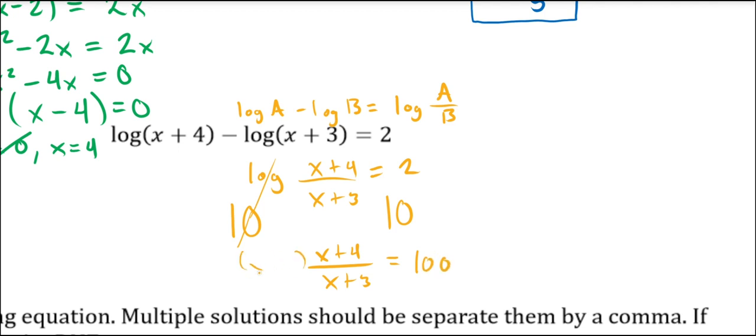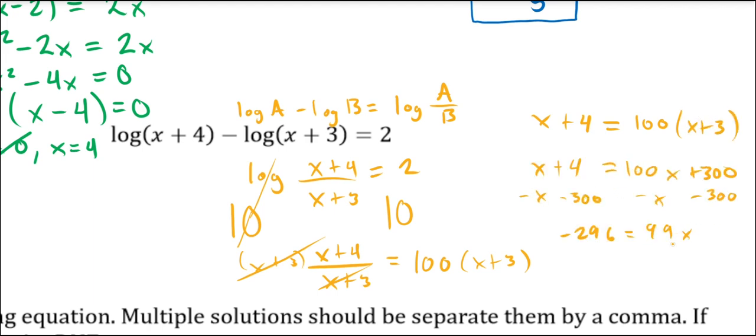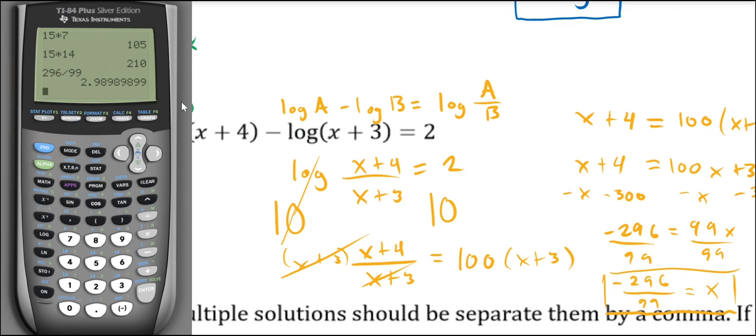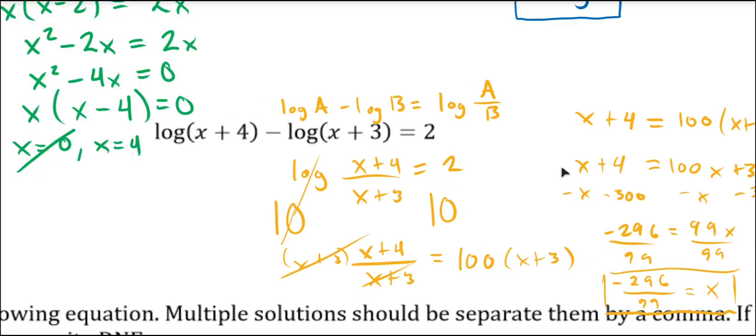We want to now clear denominators by multiplying on both sides by x plus 3, which cancels on the left and gives me x plus 4 is equal to 100 times x plus 3. Distributing my 100 and grouping like terms, I can now solve for x by dividing by 99 on both sides, which gives us our answer. Notice that 296 divided by 99 is going to be something less than 3, and as such, we're going to be able to plug negative that into both of these terms without it being negative or 0. So this is a valid solution.